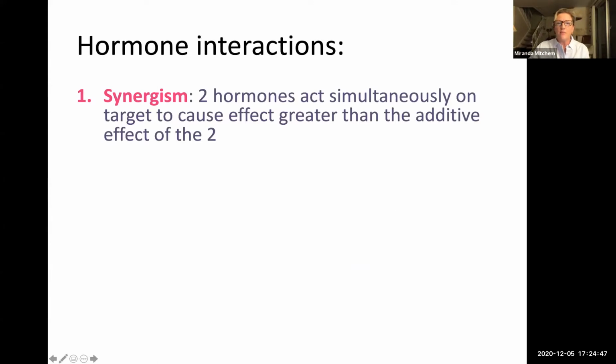Now, hormones are able to interact through different mechanisms. We have synergism, and synergy is an interesting concept. I'm just going to give you a generic example. In an additive effect, 1 + 1 = 2. In synergy, 1 + 1 = 3 or 5. Synergy is when 2 hormones act together, and together it causes a greater effect than could come from either of those 2 effects added together.